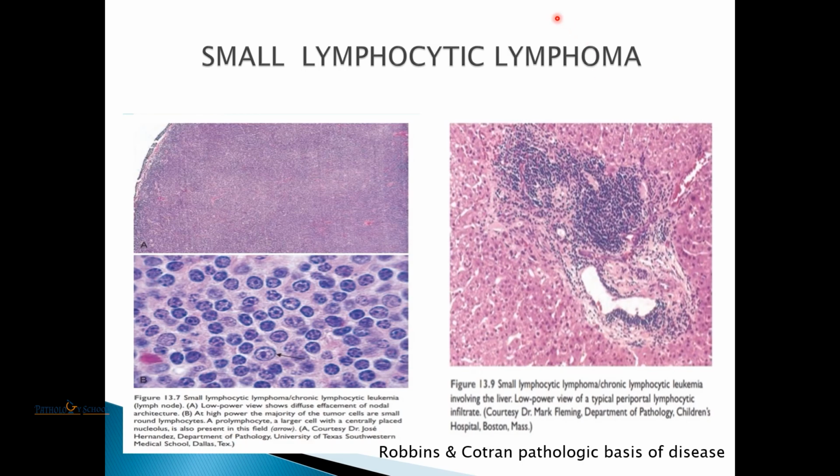I have included a few pictures of non-Hodgkin lymphomas. I will be explaining these pictures. This is a picture of small lymphocytic leukemia and we can see the effacement of lymph node architecture. In high power view, we can see tumor cells that are lymphocytes, and these are the pro-lymphocytes with prominent nucleoli. This is a picture of SLL involving liver and we can see periportal infiltration of lymphocytes in this.